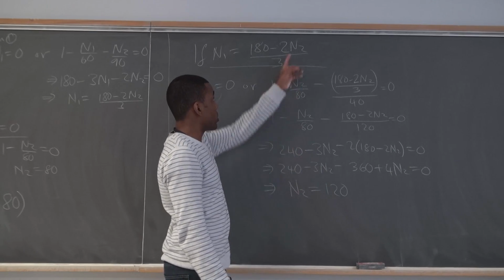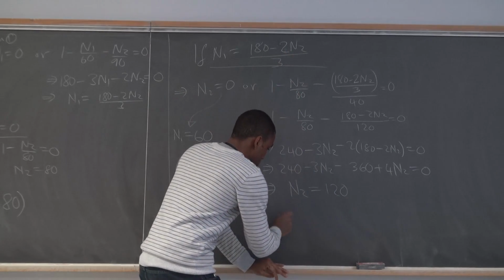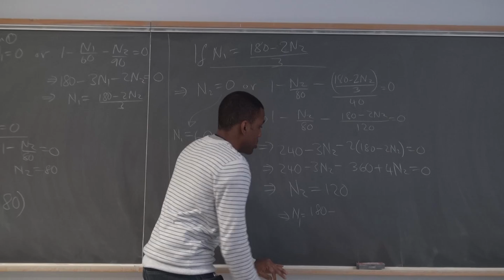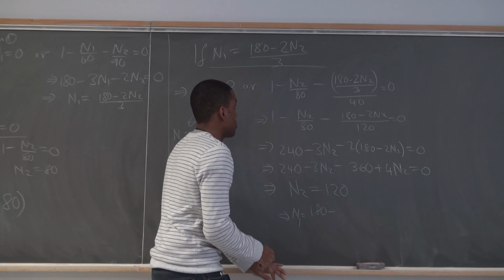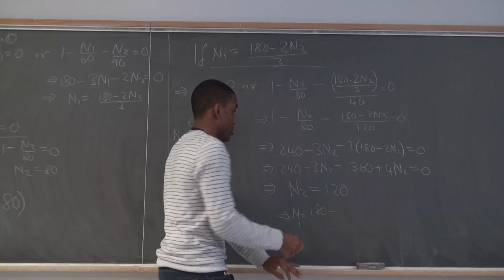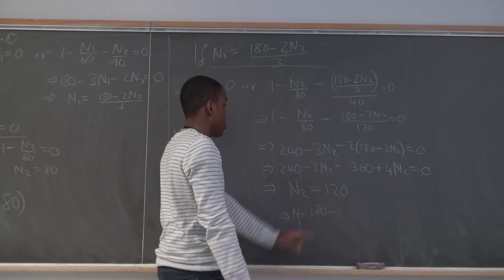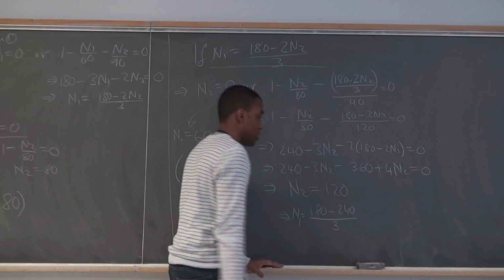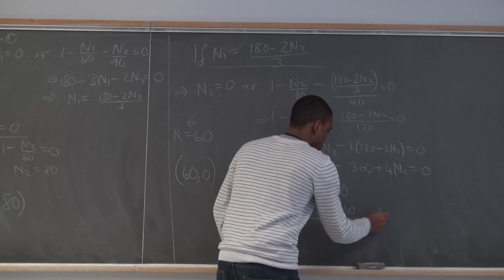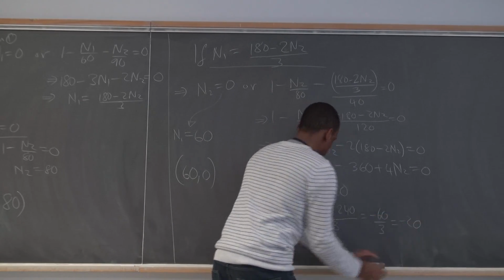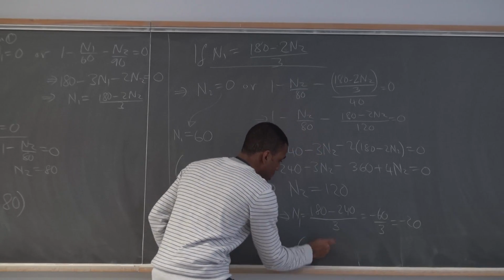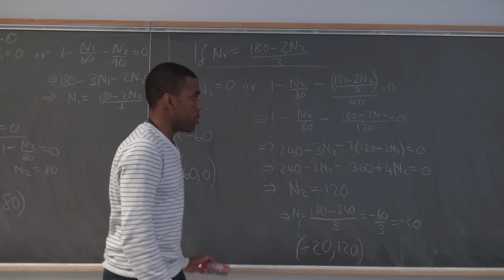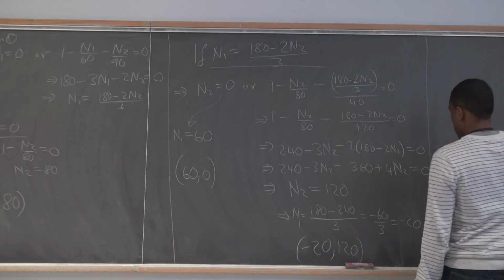Here, if n2 is actually 120 and I plug it in here, n1 would be equal to 180 minus 2 times 120, which is 240, over 3. So 60 over negative 60, that's negative 60 over 3, which is negative 20. And so the steady state for this one is minus 20, comma 120. Obviously not a realistic steady state for population, but that's what we get.